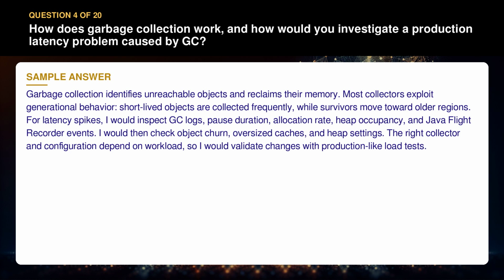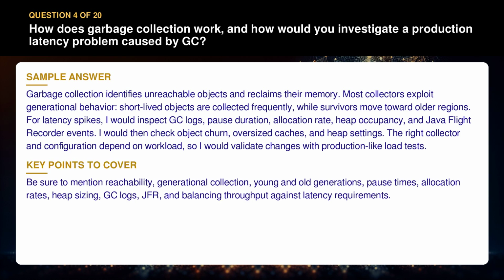For latency spikes, I would inspect GC logs, pause duration, allocation rate, heap occupancy, and Java Flight Recorder events. I would then check object churn, oversized caches, and heap settings. The right collector and configuration depend on workload, so I would validate changes with production-like load tests. Be sure to mention reachability, generational collection, young and old generations, pause times, allocation rates, heap sizing, GC logs, JFR, and balancing throughput against latency requirements.